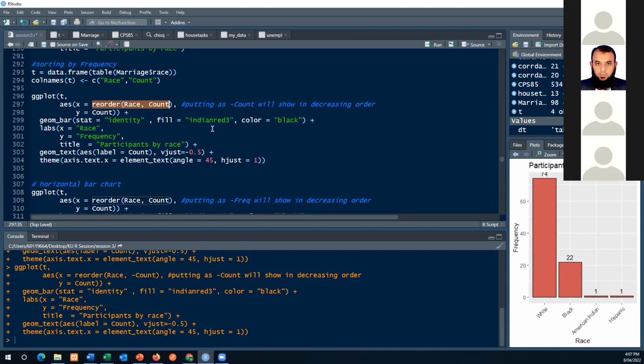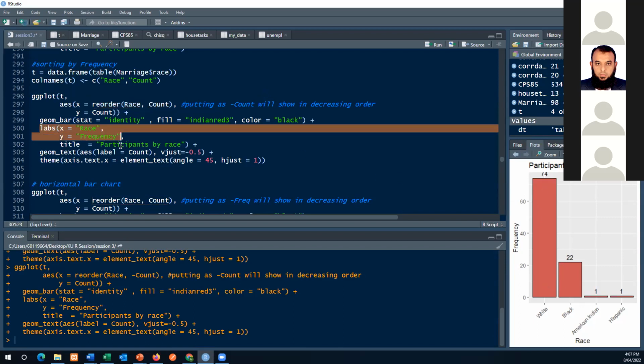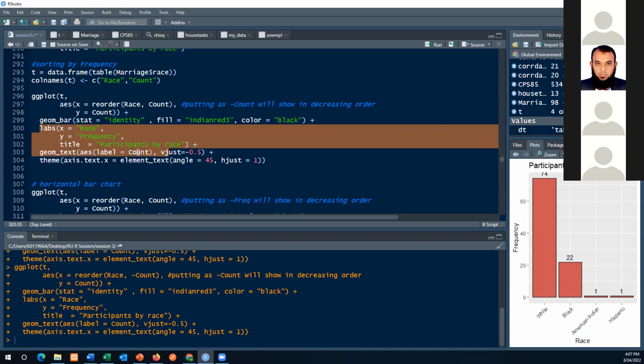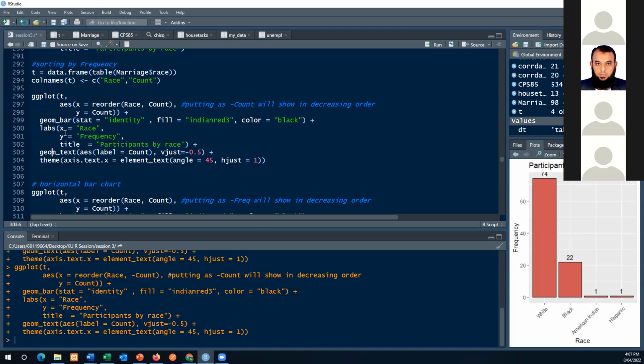Then for the geom bar we tell it that the color will be this, and stat is identity, which is a kind of statistical measure, meaning put the value as it is. Then labels, then geom text, which is another column geometry. So this is actually the geom bar, and geom text, which is our geometrical object, like a marker, a text marker.